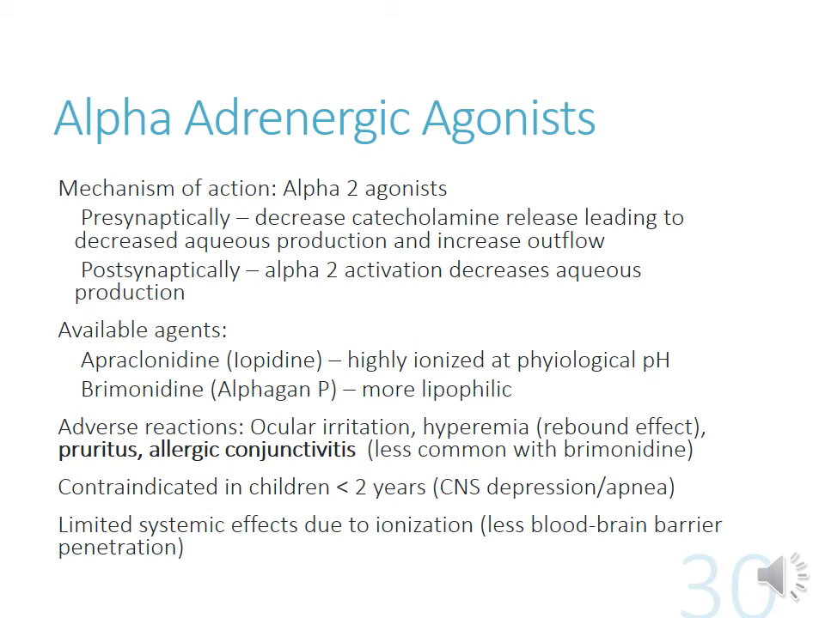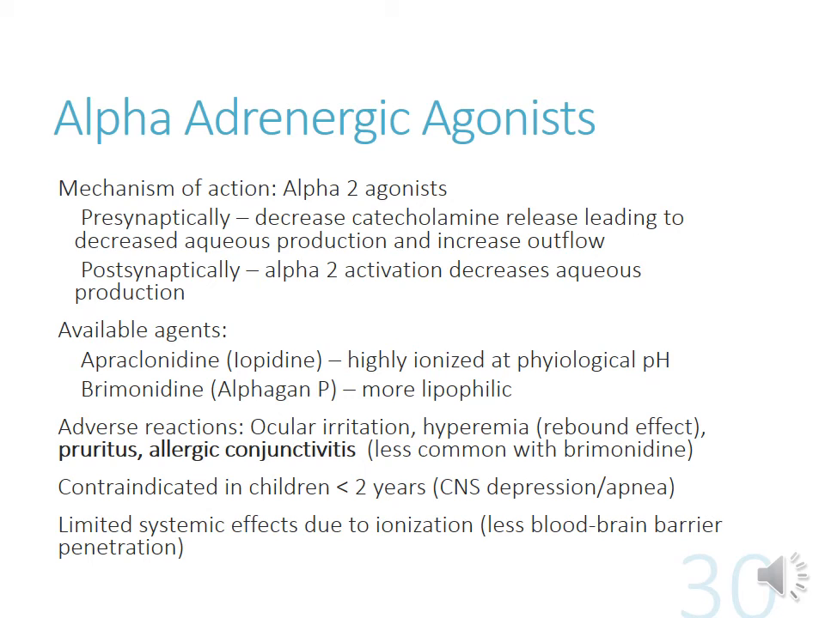But for right now, the important thing to note here is that these agents, if they get into the central nervous system, can cause systemic effects. The nice thing about these drugs is that they are typically going to be highly ionized at physiologic pH, which is good because it actually prevents them from crossing the blood-brain barrier, right? So we said the more highly ionized they are, the less likely they are to cross biological membranes, and that includes the blood-brain barrier. Some of the adverse effects you can see from these alpha agonists include ocular irritation.